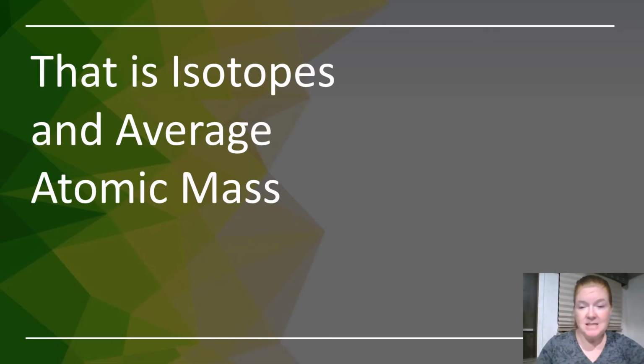And that's it. That's isotopes. Same element, same number of protons, different number of neutrons. Same element, same atomic number, different mass number. And then average atomic mass, that's found in the periodic table. It's a weighted average based on the mass of each isotope and its relative abundance. So that's it. I hope you learned something new today.